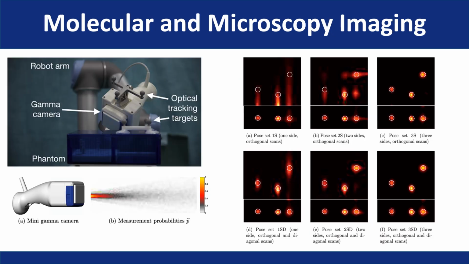Now let's explore molecular and microscopy imaging. First, figure 1 shows the imaging setup. The mini gamma camera, seen mounted on a robotic arm, detects gamma radiation emitted by radioactive tracers. Its compact design makes it ideal for intraoperative use, providing high-resolution imaging of hotspots. The robotic arm ensures the camera is accurately positioned around the target area, capturing data from multiple angles. The optical tracking system, visible as reflective markers, provides precise spatial localization of both the camera and the phantom. This setup is crucial for accurate 3D reconstruction of radioactive distributions.